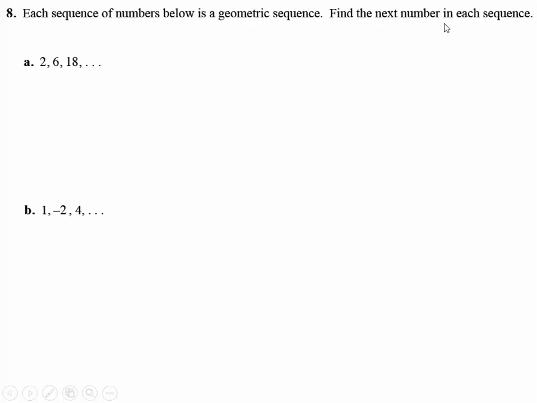So find the next number in the sequence. That's what we want to do. So 2 becomes a 6, and then 6 becomes an 18. What are we doing here? It looks like we're multiplying by 3 each time. The pattern holds, so 18 times 3 gives you 54 as your final answer.